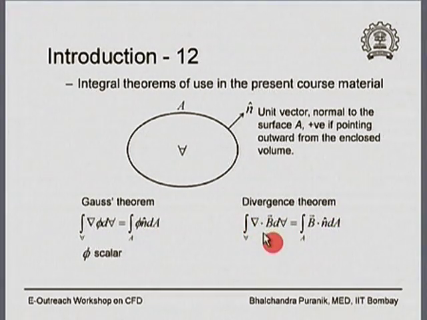The divergence theorem deals with taking the divergence of a vector field integrated over the entire volume V and expressing that as an equivalent surface integral, where you form a dot product of the vector B with the unit outward normal n hat and integrate that dot product over the entire surface. So, again here we are not talking about the formal proofs of the Gauss's theorem and the divergence theorem.